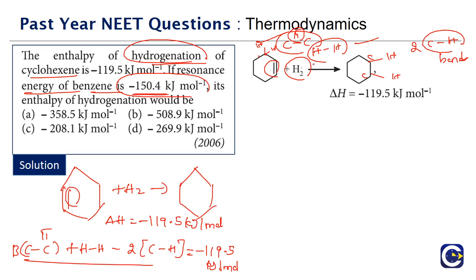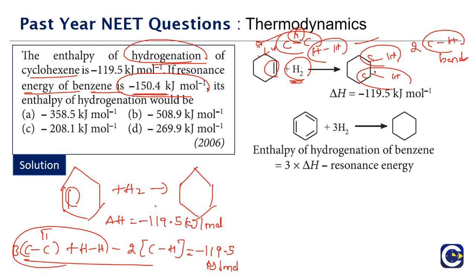Here we have a carbon-carbon pi bond, and in H2 we have a hydrogen-hydrogen bond. In place of these two, in the product cyclohexane, what are we getting? Here one carbon-hydrogen bond, here one carbon-hydrogen bond. We are getting 2 carbon-hydrogen bonds. So the enthalpy change can be given as what? Carbon-carbon pi bond energy plus hydrogen-hydrogen single bond energy, that is the reactant side, minus the product, what we are counting? 2 carbon-hydrogen bonds. This we can say is minus 119.5 kilojoule per mole.